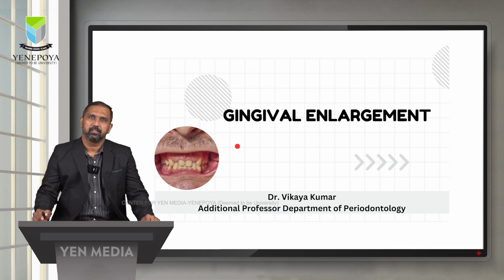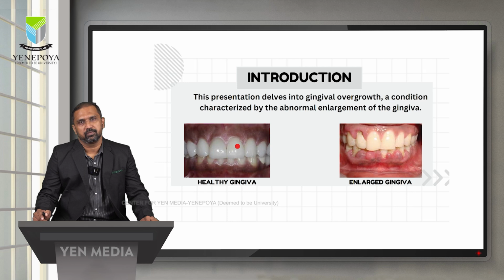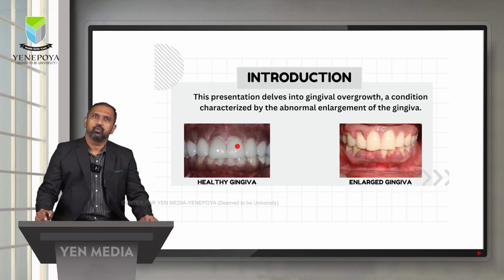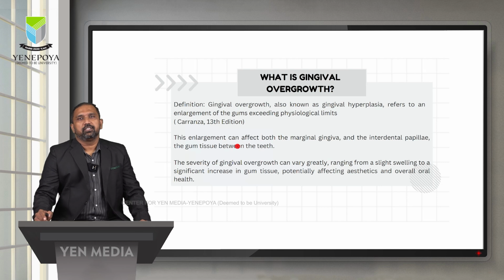And today I'm here with a small subject to discuss called gingival enlargement. Now what is this gingival enlargement? It is basically overgrowth of the gingival tissues, which is normally, as you see in the first picture, healthy gingival tissues. When any part of this gingival tissue overgrows, that condition is called a gingival enlargement.